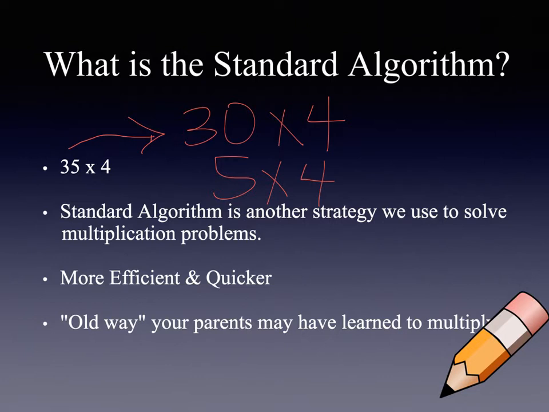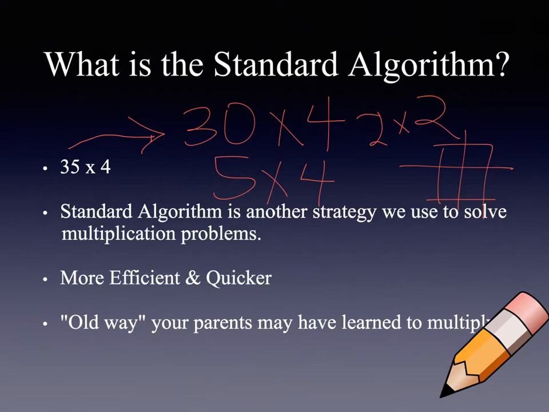Sometimes if you had 2 digit times 2 digit, you would use the box method, where you would again do partial products and break up those numbers into a box. Now, the standard algorithm is not really anything different and it's not anything new. It's just taking all of those old strategies and making a new one. So this is another strategy that we use to solve multiplication problems.